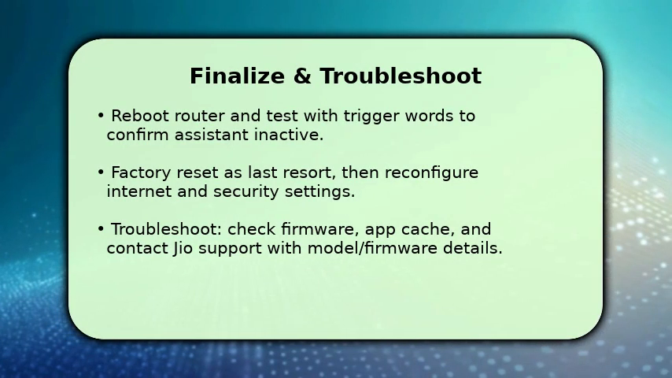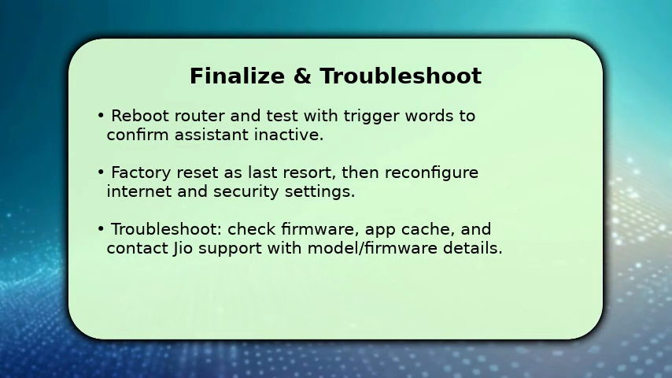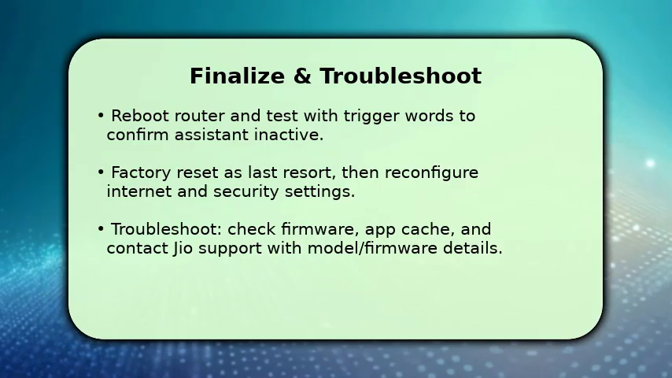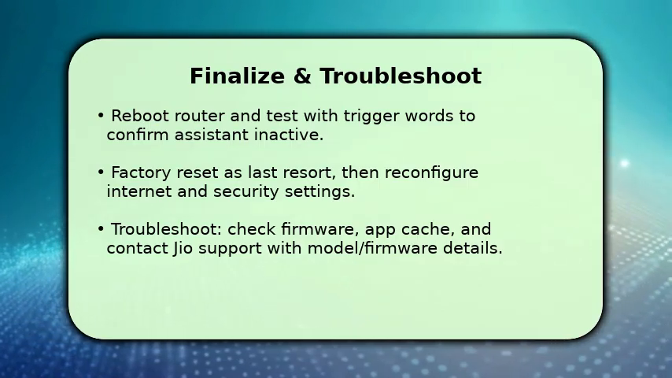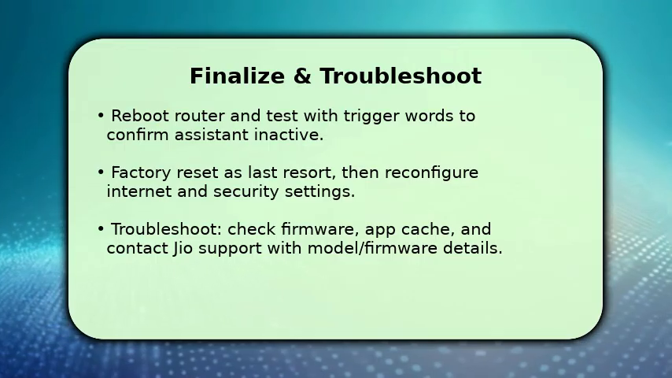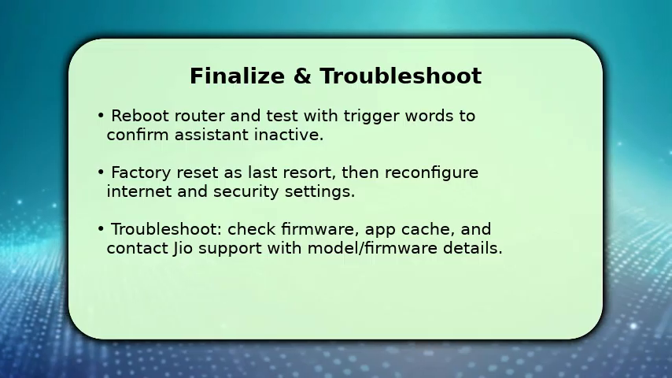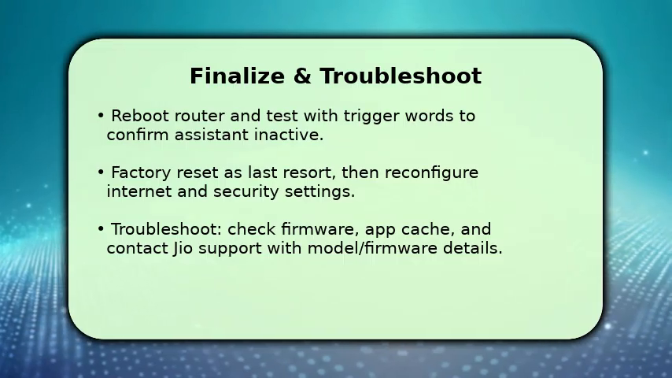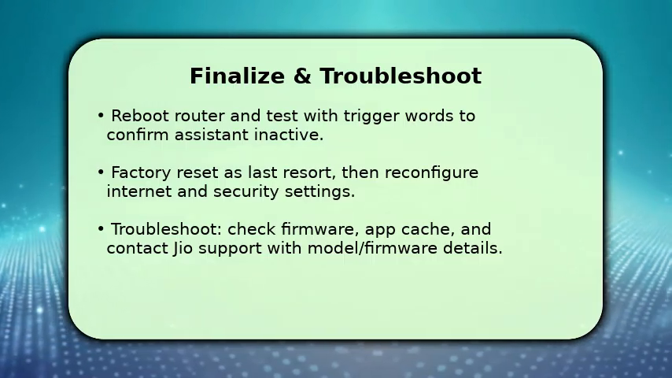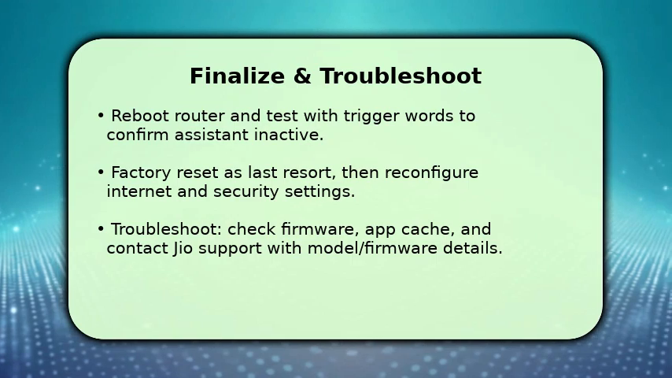If the assistant returns, perform a factory reset only after backing up settings, then reconfigure the router and repeat the disable steps. For persistent issues, make sure firmware is current, clear app cache, and contact Jio support with your router model and firmware. This helps them identify a server-side or provisioning problem.